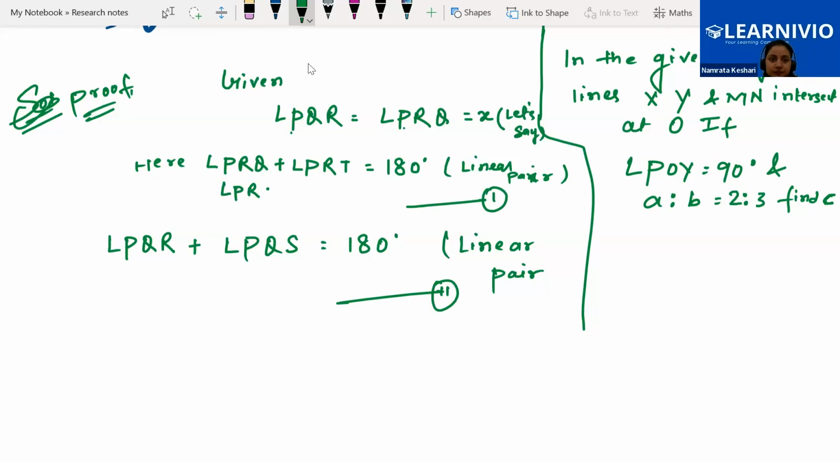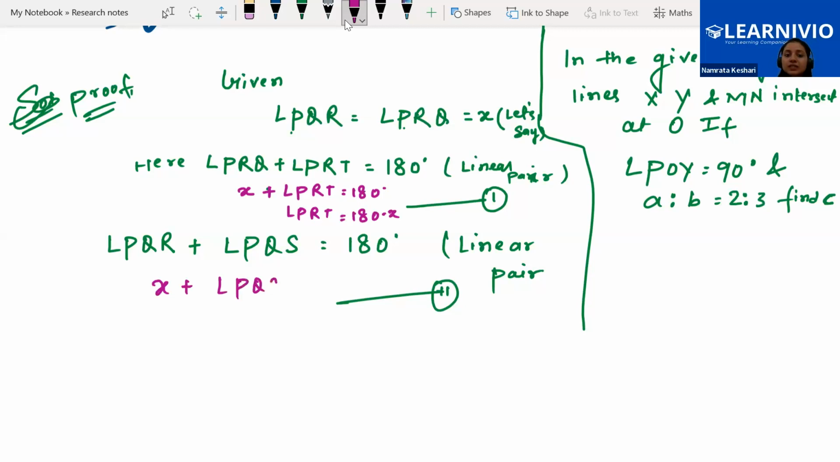I am going to replace this PRQ with X. Can we do so? Can we replace PRQ with X, and PRT, as it is equal to 180 degrees? Can we say angle PRT is 180 minus X? Yes or no? Yes. Similarly, here also, if we replace angle PQR with X, can we say that PQS is 180 minus X?